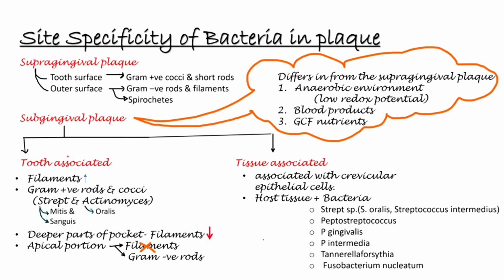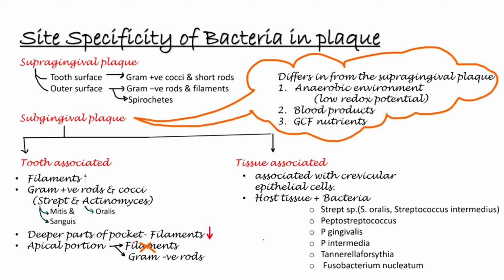Subgingival plaque is of two types. It is tooth associated and tissue associated. At this location, the filamentous microorganisms dominate, but cocci and rods also occur. Plaque is dominated by gram-positive rods and cocci, including Streptococcus mitis, sanguis, Actinomyces species like Actinomyces naeslundii. Eubacterium species may also be found.